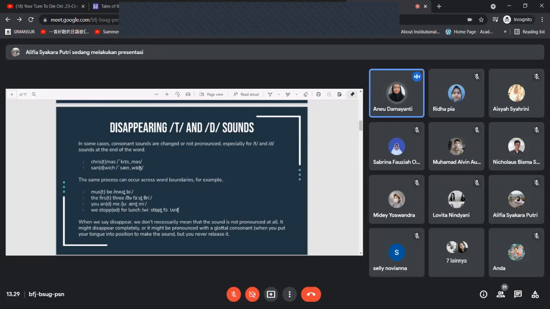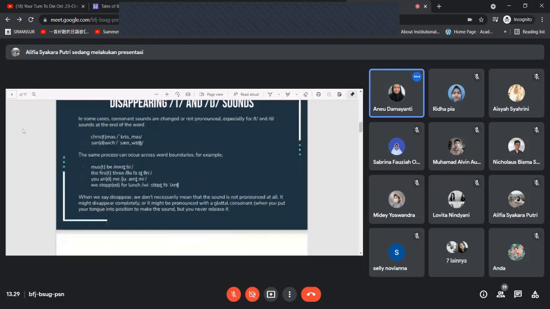When we say disappear, we don't necessarily mean that the sound is not pronounced at all. It might disappear completely, or it might be pronounced with a glottal consonant, like when you put your tongue into position to make the sound but you never release it.